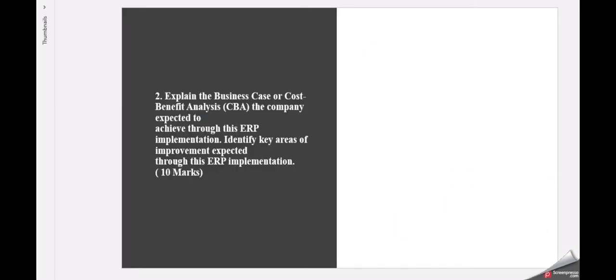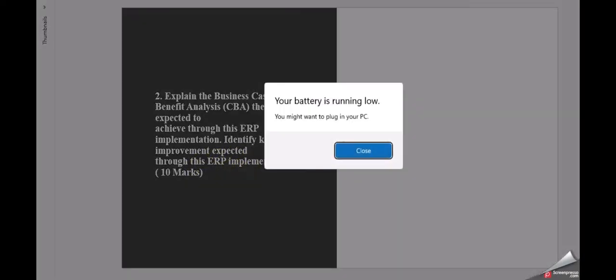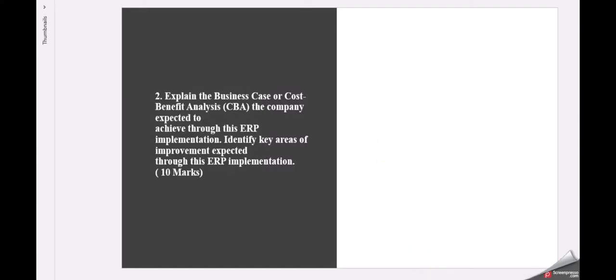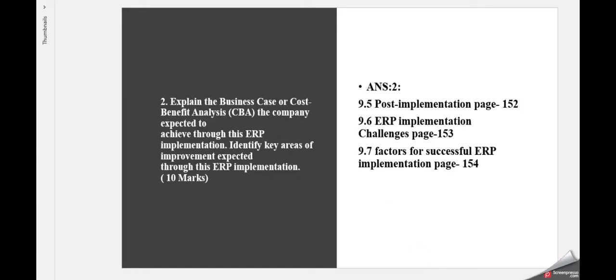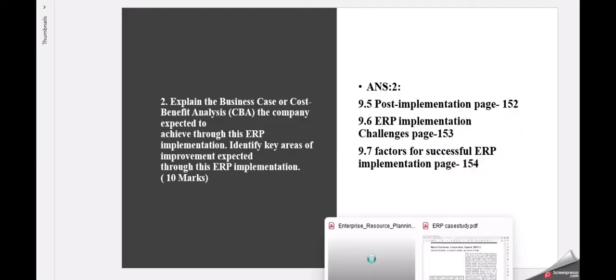Okay, moving to question 2. Explain the business case or cost benefit analysis the company expected to achieve through this ERP implementation. Identify key areas of improvement expected through this ERP implementation. Okay, now, the answer again, we are going back to chapter 9: 9.5 post implementation, and 9.6 ERP implementation challenges and factors for successful ERP implementation. So page numbers 152, 153, and 154.